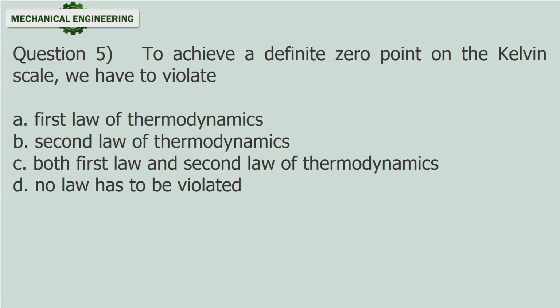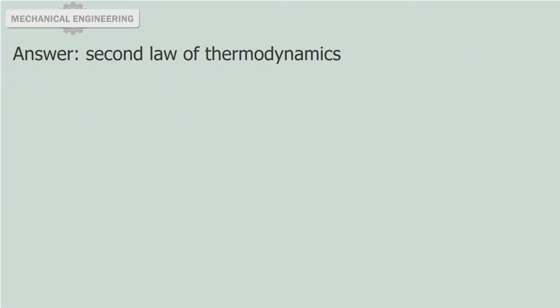Question 5. To achieve a definite 0 point on the Kelvin scale, we have to violate A. First law of thermodynamics. B. Second law of thermodynamics. C. Both first law and second law of thermodynamics. D. No law has to be violated. Answer: second law of thermodynamics.